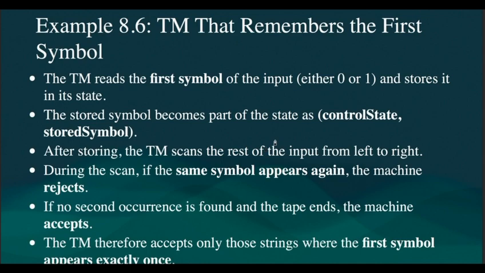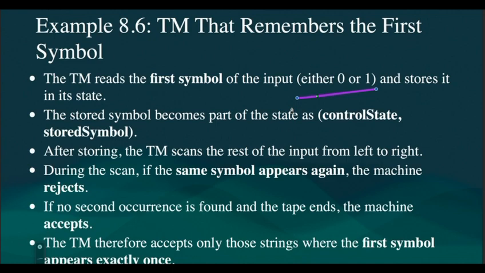Next, a TM that remembers the first symbol. Here we look at example 8.6, a simple example of storage in state. The TM reads the first symbol, either 0 or 1, and stores it in its state. Then it scans the rest of the string.